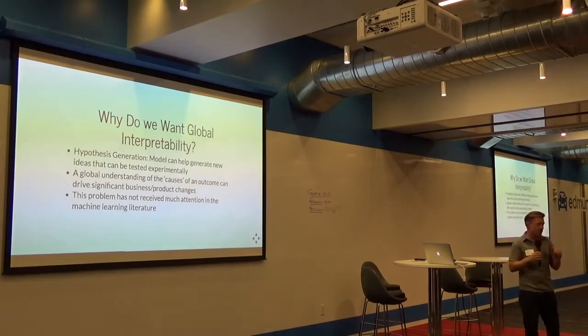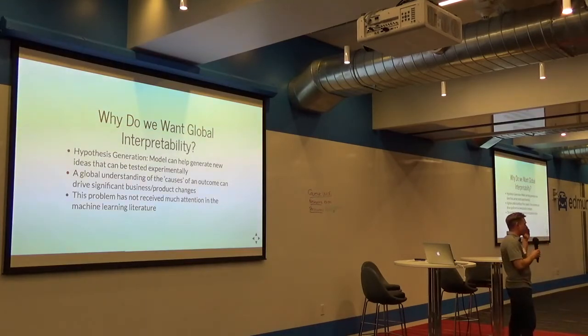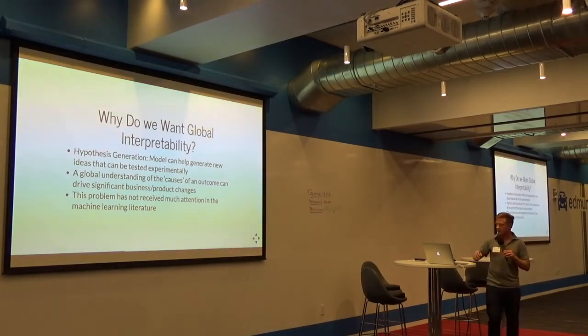It's not really addressed in any literature, so I'm not going to talk about it. But if this is a problem that interests people, looking at not just local problems but how more complex models relate to outcomes over the entire space, then come chat with me after. I think not much attention has been paid to it, and it's fairly rich.